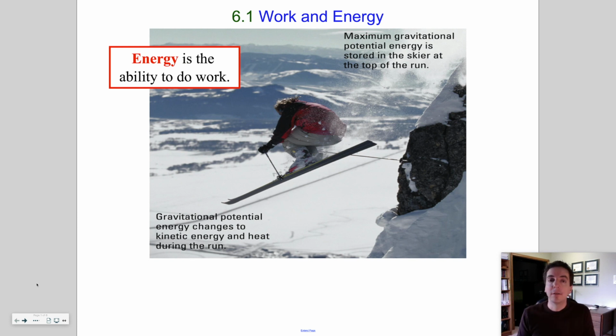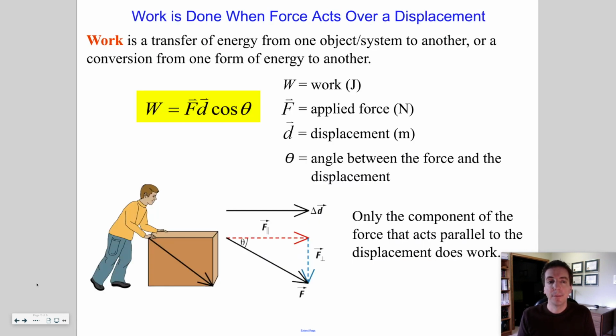The physics definition of energy is the ability to do work. Now, it's not the best to define a word and then use another word in there, which we then need to define. So work and energy are concepts which are very closely related. Work is a transfer of energy from one object or system to another, or a conversion of energy from one form to another. So energy conversions is where we're going to go later on.